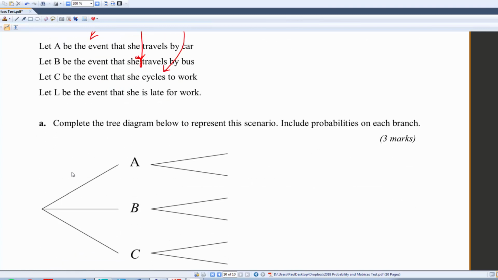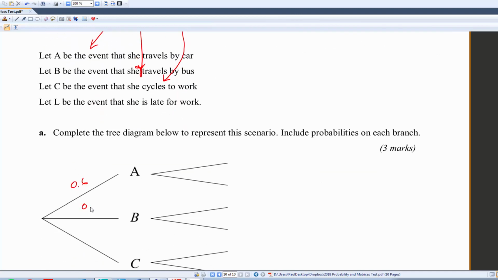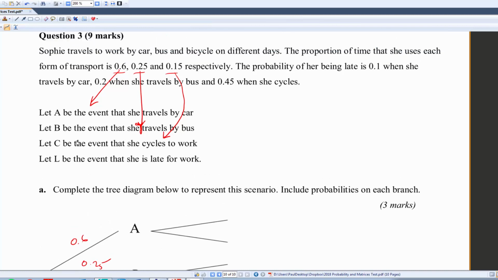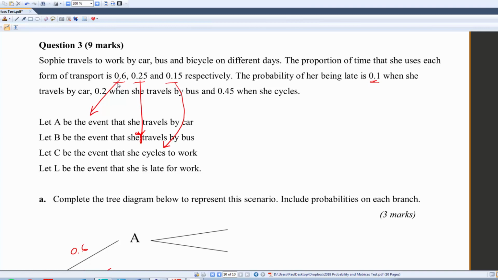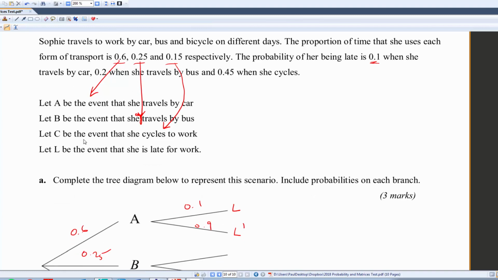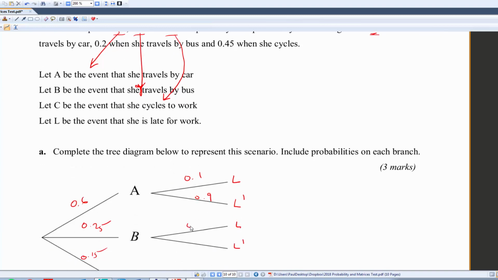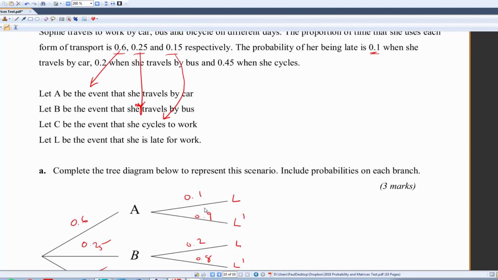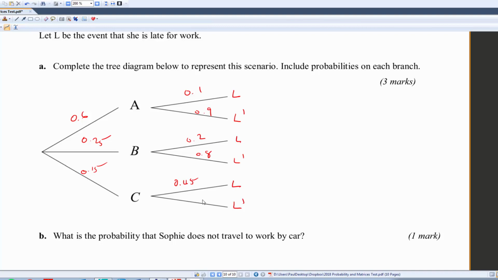Now let's list this on the tree diagram. So event A is 0.6, 0.25 was event B, and 0.15 is C. Now she's either going to be late for work, in which case she's got a chance of 0.1 when she travels by car, so she's either going to be late or not late. So 0.1, and 0.9 is not late if she travels by car. Bus is 0.2 late, 0.8 not late. And finally, cycling is either going to be late or not late, and the probability was 0.45 for late, 0.55 for not late.